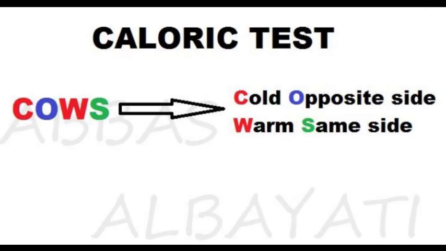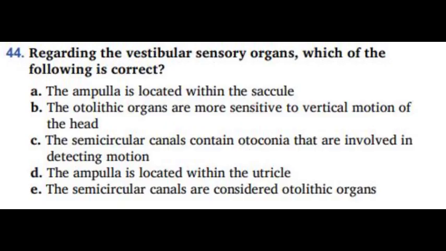So let's go back to our questions. Question 44 says, regarding the vestibular sensory organs, which of the following is correct? The first one: the ampulla is located within the saccule. That is false. We know that the ampulla is just underneath the semicircular canals, which are projections from the utricle. We have B: the otolithic organs are more sensitive to vertical motions of the head. That is true. The otolithic organs are usually sensitive to linear motion, vertical motions of the head, and that has to do with gravity. So that's true.